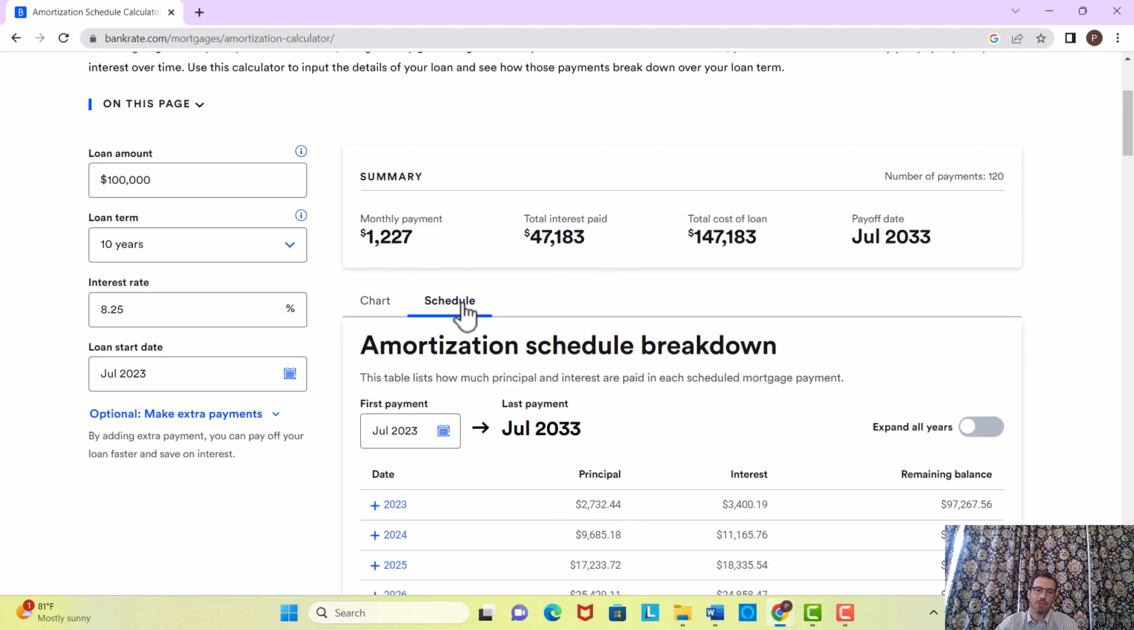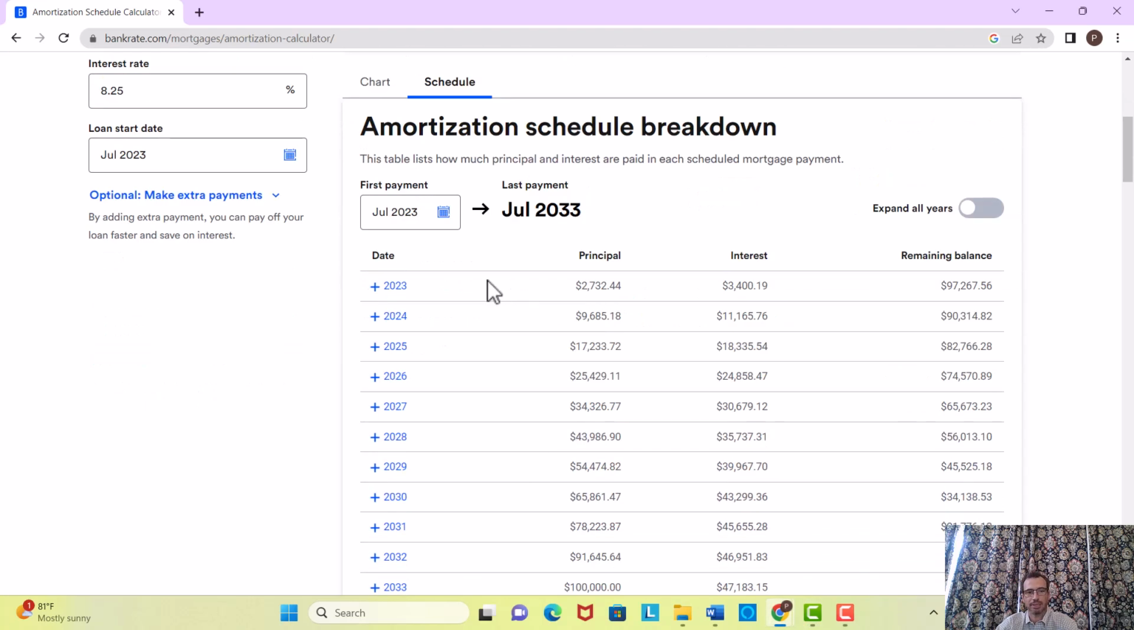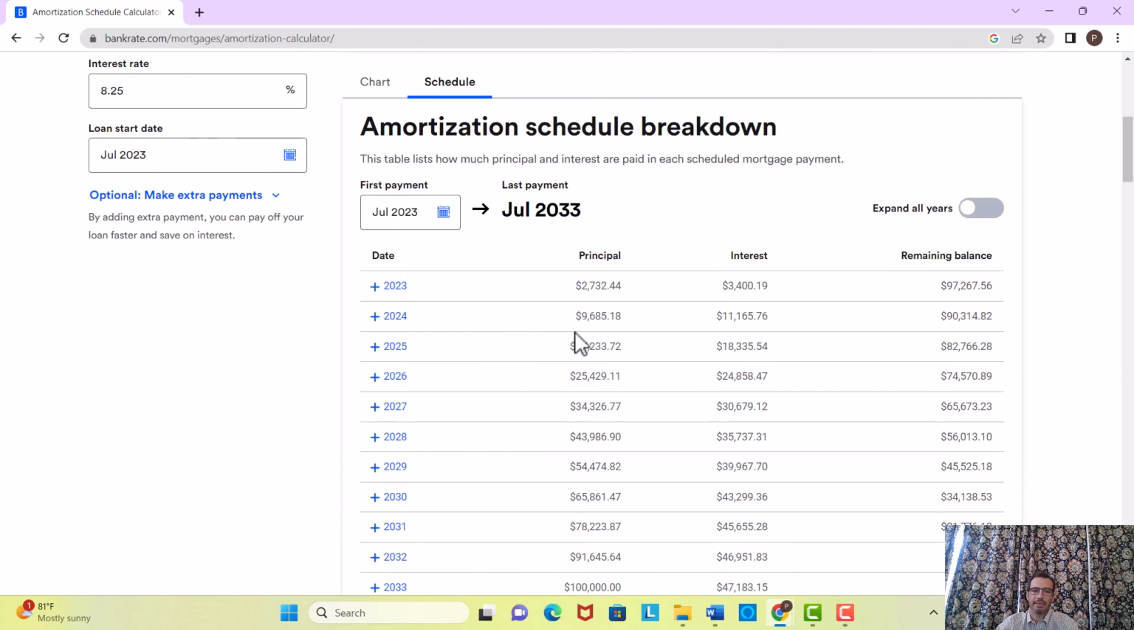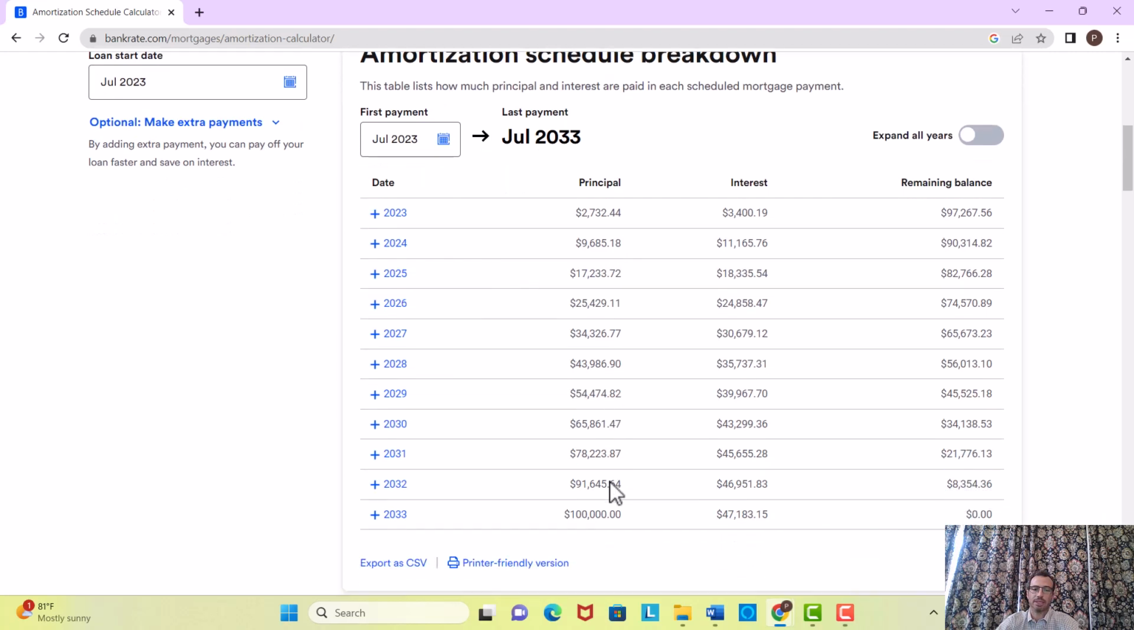And if you go to schedule, you can actually see the full schedule of every payment, and you'll note that in the beginning of the loan, the amount of principal being paid is much lower, and towards the end of the loan, the principal payments increase relative to the interest payments.